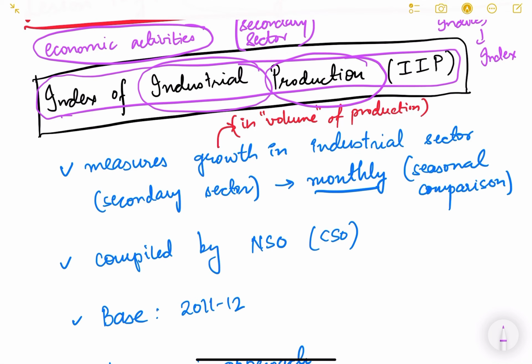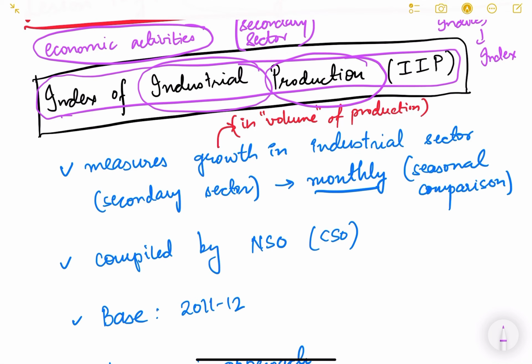Again, it is an index, so that means it has a base year, and it is indexed to some amount, either 100 or 1000. In the case of IIP, the base is 1000, not 100. Index can be with respect to 100, usually 100 is the value, but in the case of IIP, the base value is 1000. So we equate the base year to 1000 instead of 100. This is a difference.